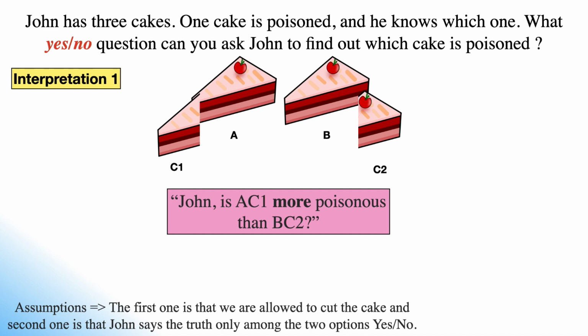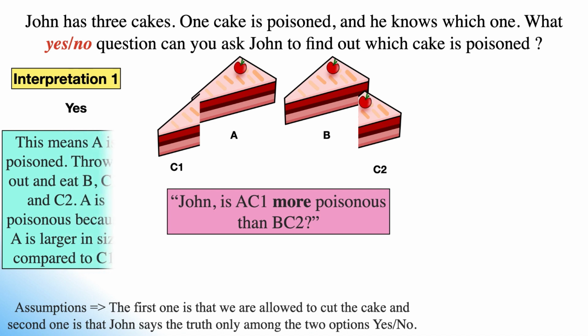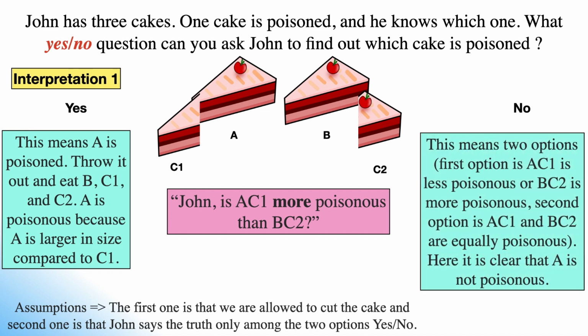If John says yes, that means A is poisoned, throw it out and eat B, C1 and C2. A is poisonous because A is larger in size compared to C1. If John says no, that means two options. First option is AC1 is less poisonous or BC2 is more poisonous. Second option is AC1 and BC2 are equally poisonous. Here it is clear that A is not poisonous.